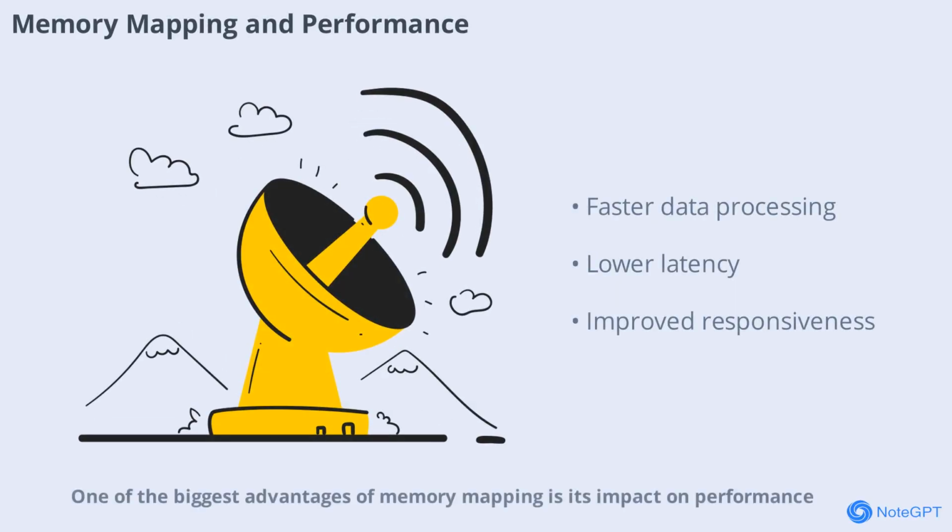One of the biggest advantages of memory mapping is its impact on performance. By allowing programs to access files as if they're in memory, memory mapping eliminates the need for slow read and write operations. This results in faster data processing, lower latency, and better overall system responsiveness. For applications that handle large datasets or require real-time performance, memory mapping is often the best choice.